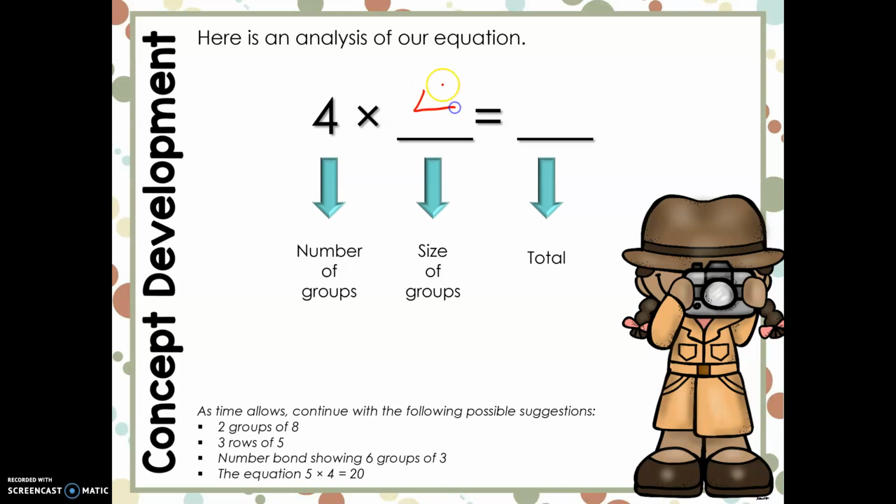Okay, so one last time, let's look at this equation. So we have 4, which represented the number of groups. We also had 4, which represented the size of the groups. And our total was 16. And who remembers what these two numbers are called right here? The number of groups and the size of groups are factors. It's a very important word for us to remember in multiplication. Factors, the two numbers you're multiplying together to find the total.